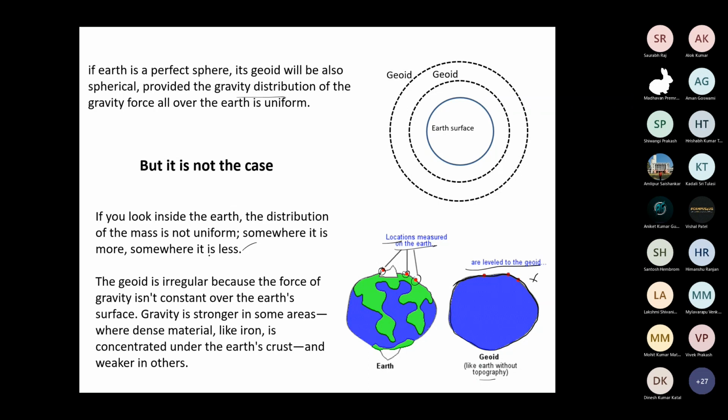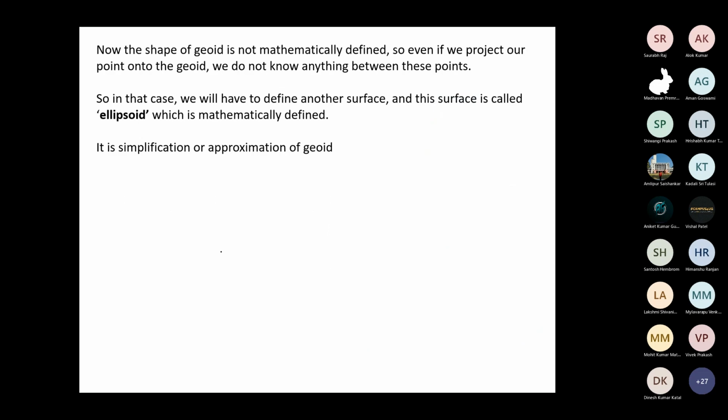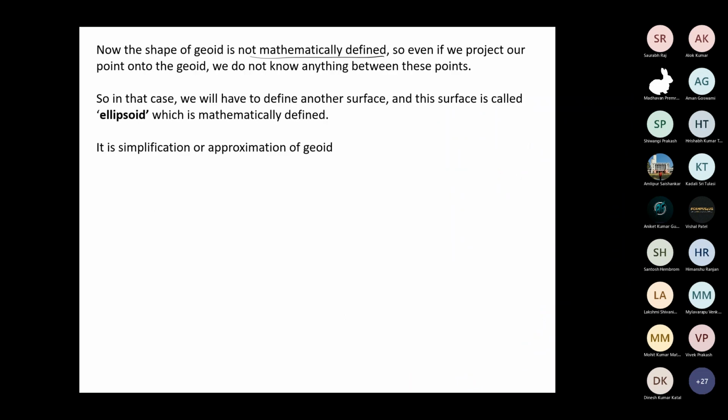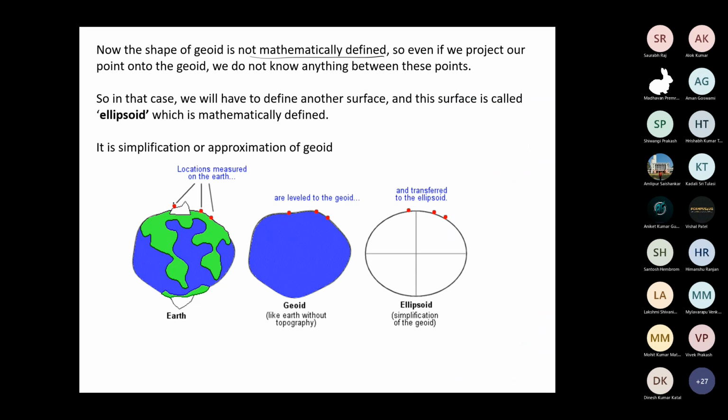One problem is that the gravity distribution is not the same. The other problem is that the shape of the geoid is not mathematically defined. If you want to work with this geoid and locate x, y, z, an in-between point, then you need some mathematically defined equation. Suppose you know this point and this point, and in between I want any point. How can I measure it? I don't know, because my geoid is not mathematically defined. So again there is a problem.